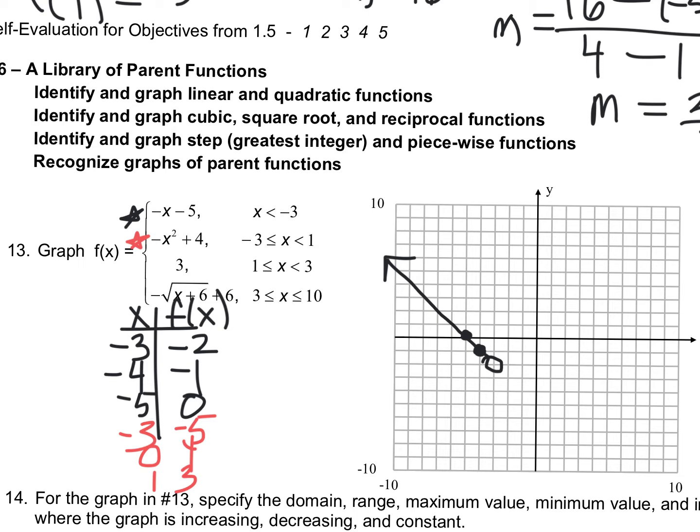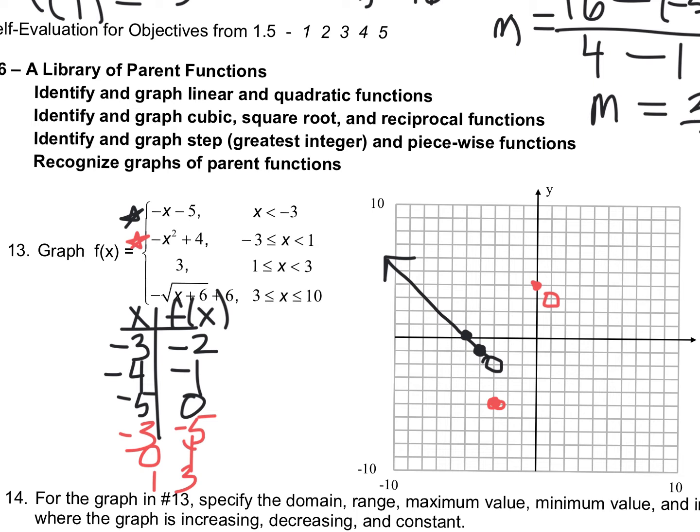So first off, let's graph negative 3, negative 5: negative 3, 1, 2, 3, 4, 5, and that's a closed circle at negative 3, negative 5. 0, 4: 0, 1, 2, 3, 4, and then 1, 3 is an open circle. Now it's kind of hard to determine, what am I doing there? What does that look like?